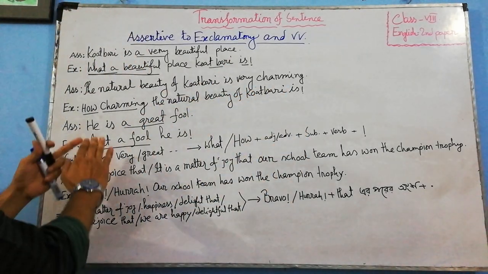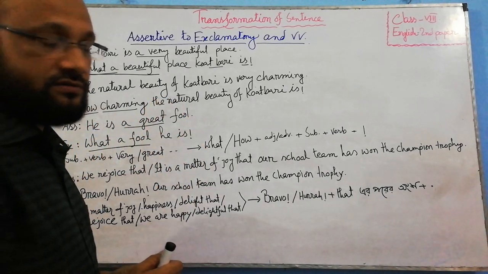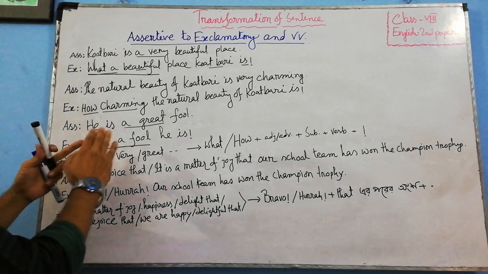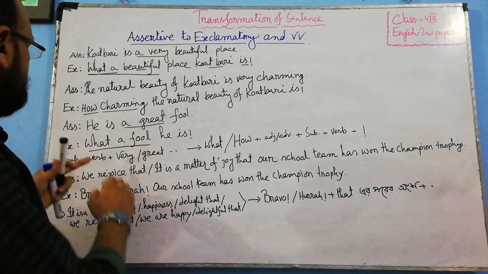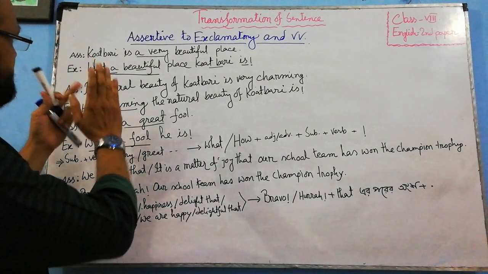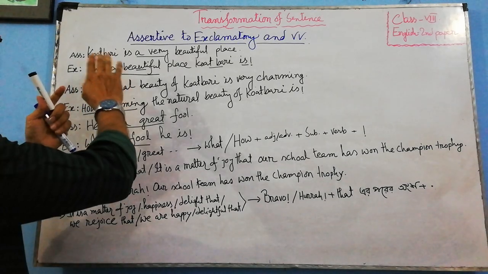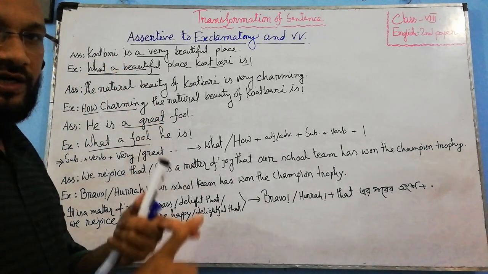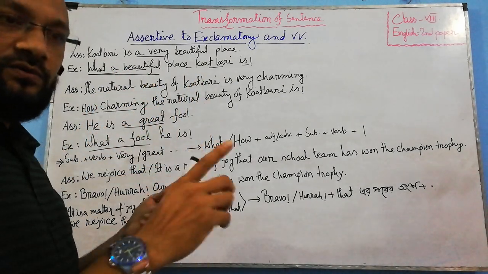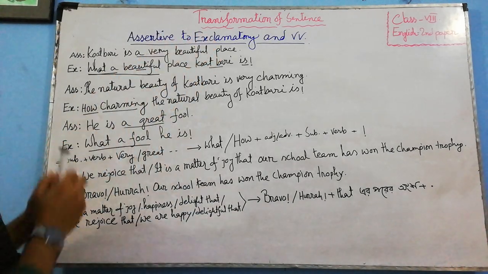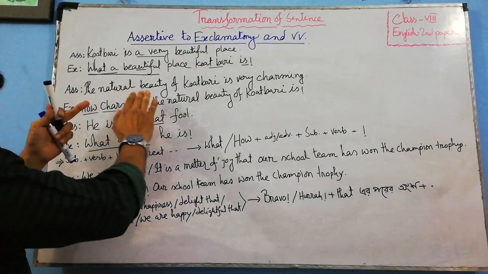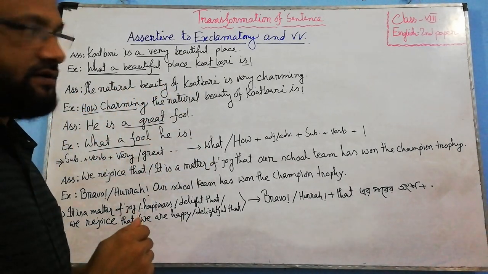And the next one, he is a great fool. He is a great fool. And the exclamatory one is what a fool he is. So let's see how we transform them. The assertive sentence has subject, verb, and then very or great. Sometimes we can see there is a very and maybe a or an plus adjective plus remaining part, and then very without a or an.